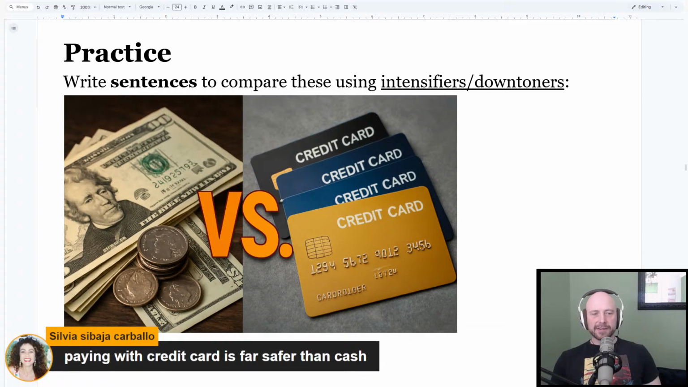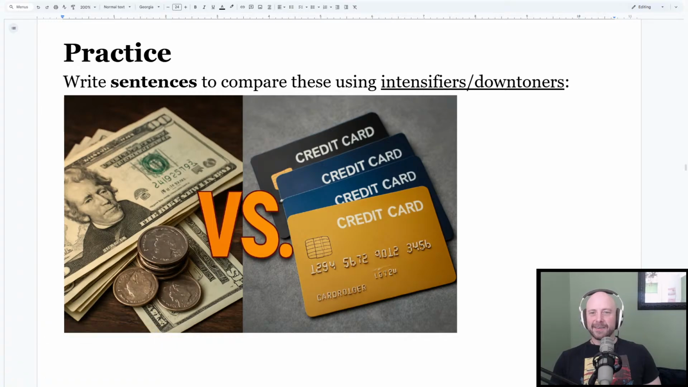Paying with credit card is far safer than cash. Is it? Quite an unusual situation in the UK that some places don't accept cash now, so you can only pay by card. And a lot of people don't like that, actually. They don't like the idea that cash is disappearing.